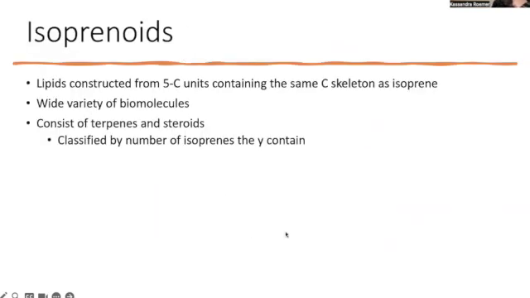And then lastly, we have isoprenoids as our last type of lipid. So those are lipids constructed from a 5-carbon unit that all contain the same carbon skeleton as isoprene. So it's a fused ring structure. It is a wide variety of biomolecules, so they can be of very different structures and shapes and carry out a variety of functions. So they can be classified into terpenes and steroids, and can be classified by the number of isoprenes, so 5C units that they contain.